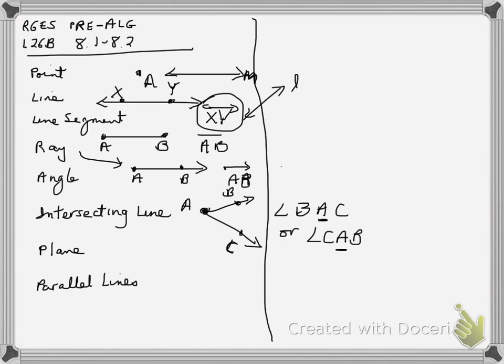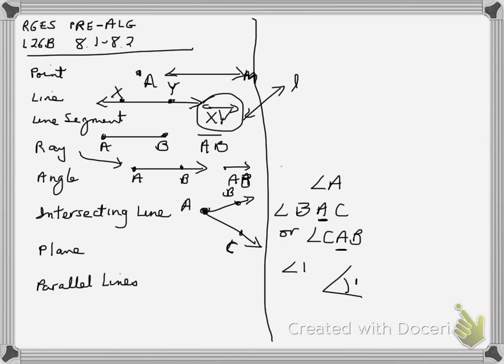Occasionally we'll have something like this, and we would label it angle 1, and we would label this angle, okay, to name the angle, right? All right, now we could also name it just with the vertex, angle A. Okay.